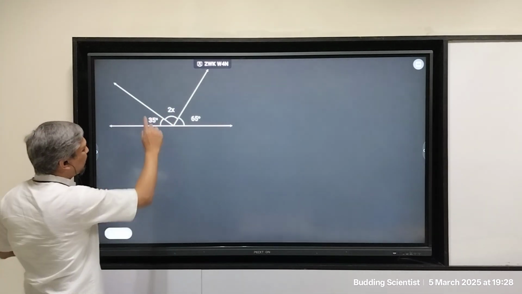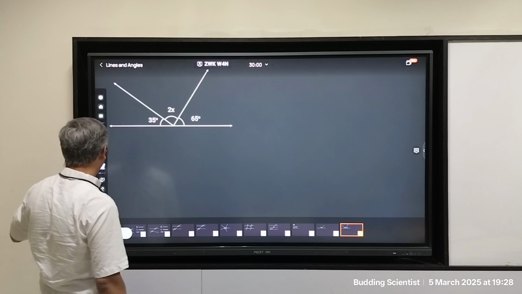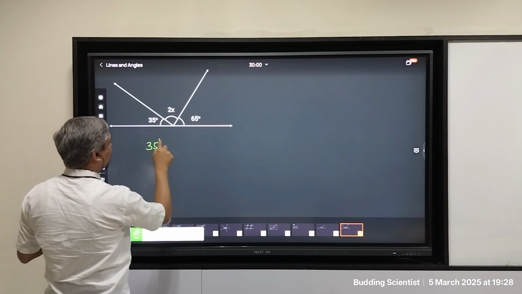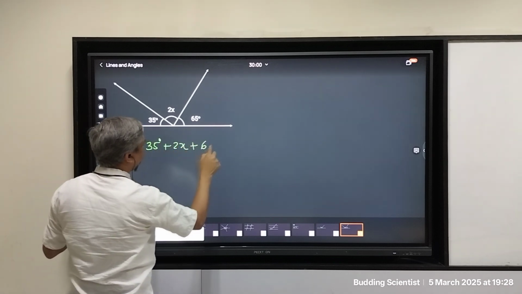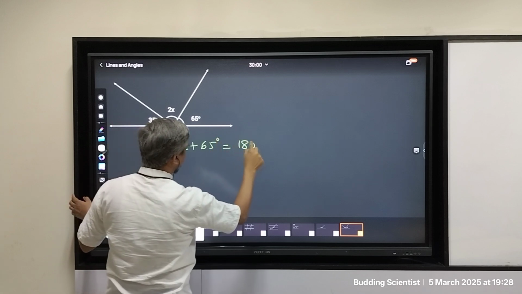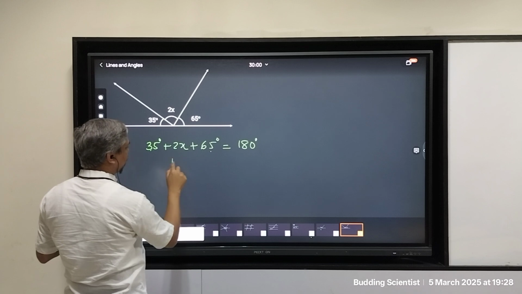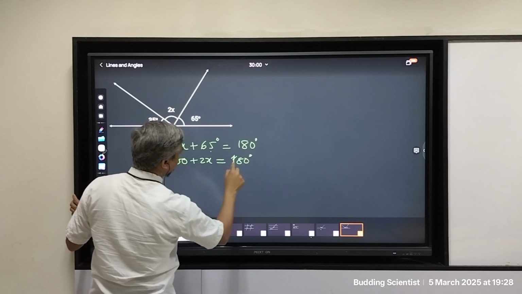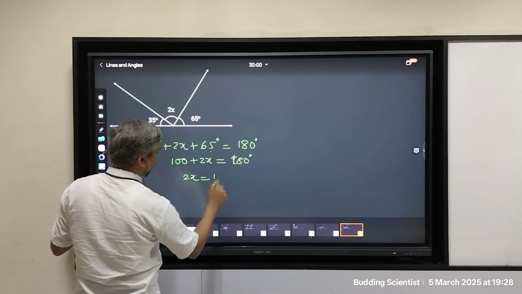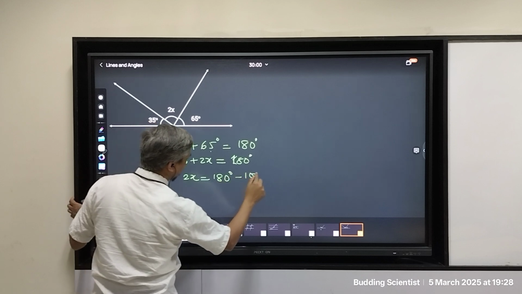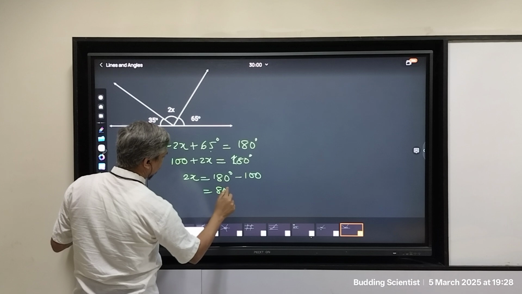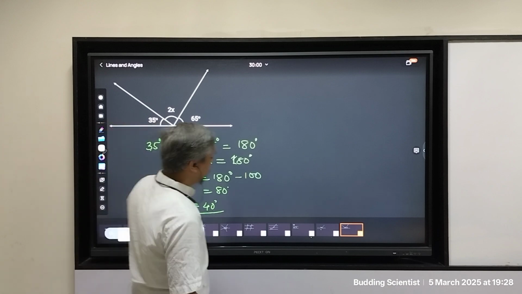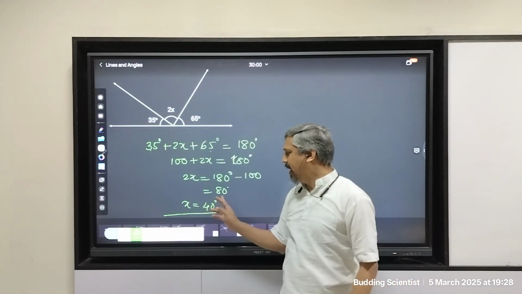Yeah, this one. Form a straight angle. 35 plus 2x plus 65 is equal to 180 degree. 35 degree plus 2x plus 65 is equal to 180 degree. 35 plus 65 is 100. 100 plus 2x is equal to 180 degree. And 2x is equal to 180 minus 100. 80 upon 2 is 40 degree. The value of x is 40 degree, and if the angle is asked, the angle will be 80 degree.